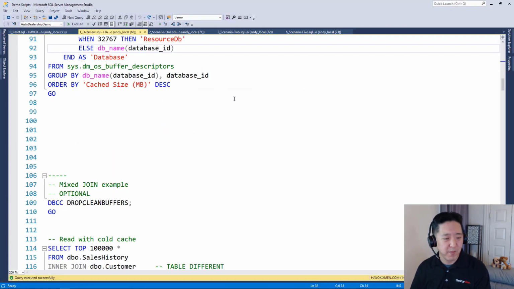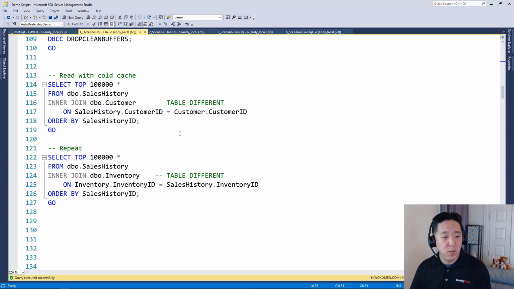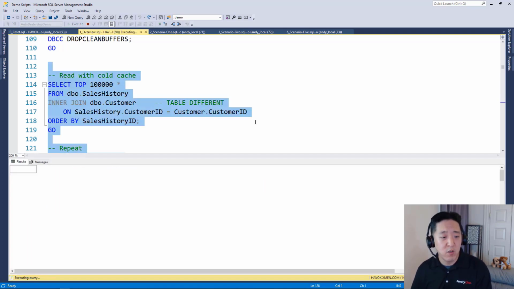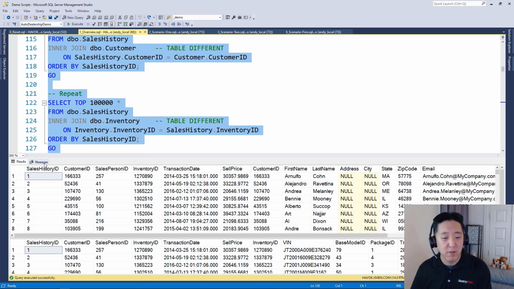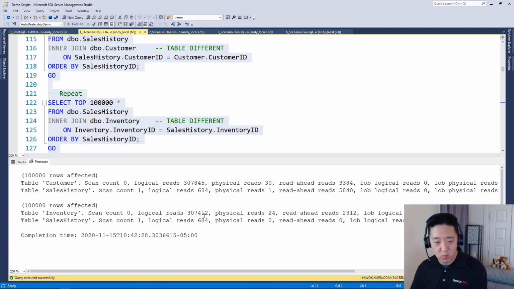Okay? So let's do a simple mixed join example. This kind of goes back to our example from earlier. So I'm going to do a select from sales history inner join customer, and then I'll do a second select from sales history inner join inventory. This is similar to the table 1, table 2, table 1, table 3. I just want to do this quick simple example to again drive home the point of how the buffer manager works and the behaviors behind the scenes.